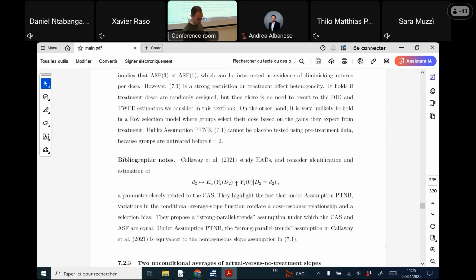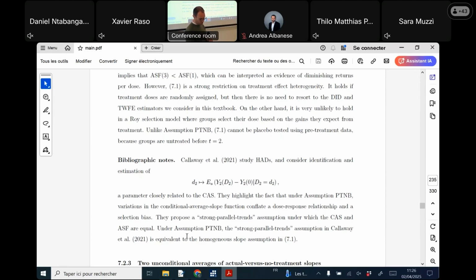Okay, and so some bibliographic notes. Callaway and co-authors study heterogeneous adoption designs, and they consider a target parameter that's essentially the same as the conditional average slope function up to the normalization. They highlight the fact that this type of functional can conflate a dose-response relationship, which is of economic interest, and selection bias. And they propose what they call a strong parallel trends assumption, under which the conditional average slope function and the average slope function are the same thing.